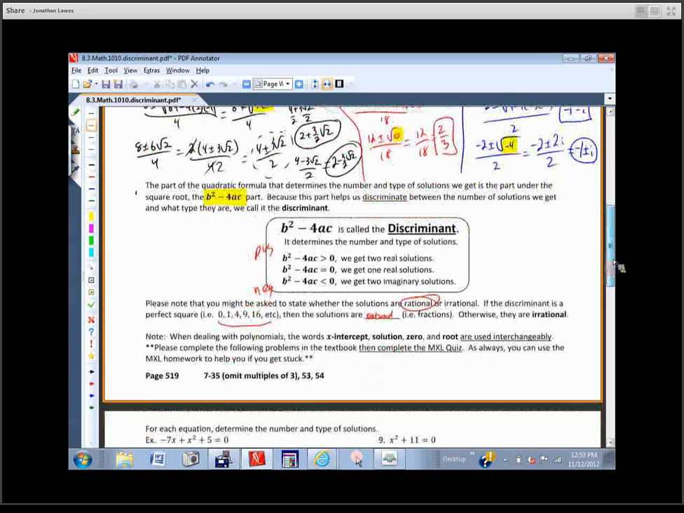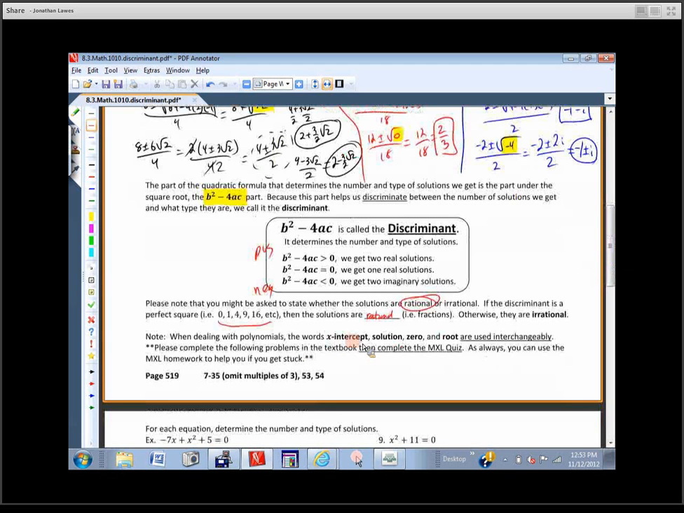Now, a couple things about this. When dealing with polynomials, we might use the words, and I've used these already, x-intercept, solution, 0, or root. Those are used almost interchangeably. So occasionally I'll slip up and use a word that we use in 1050, a 0 or a root or something like that. That's all we're talking about.